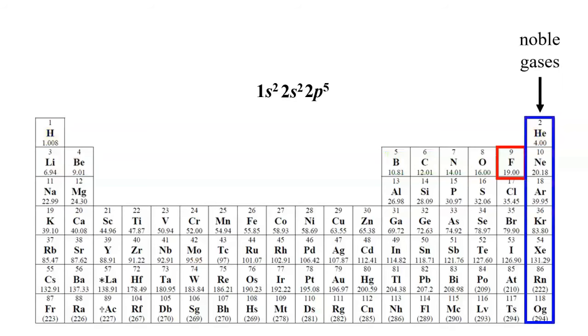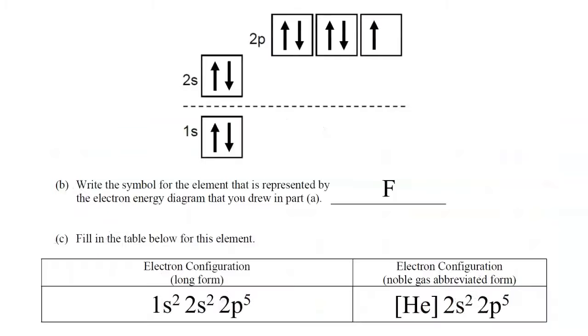So the short form uses a noble gas abbreviation. Now we haven't gotten to the noble gas neon, or Ne, for fluorine, so I have to go back to the end of the previous row, which would be helium. And if I write the element symbol helium in brackets, then that is an abbreviation for 1s2. The rest of the electron configuration would be 2s2, 2p5. So what you can see for the element fluorine is the long form and the noble gas abbreviated form of the electron configuration. So that is the correct answer to part C of question 3.